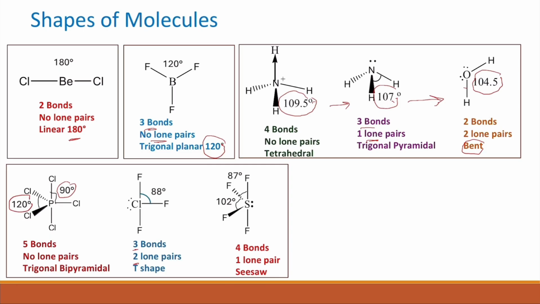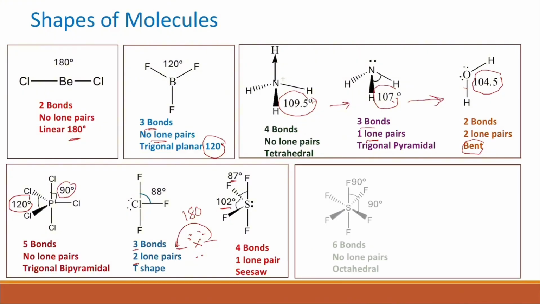And then you could have four bonds and one lone pair. This is called seesaw, and we have two different bond angles here: 87 and 102. The fourth case for five pairs is that you have two bonded pairs and three lone pairs. This is very common in the exam. So this is the central atom. There are two bonded pairs and three lone pairs. Then the shape is going to be linear again, with a bond angle of 180.